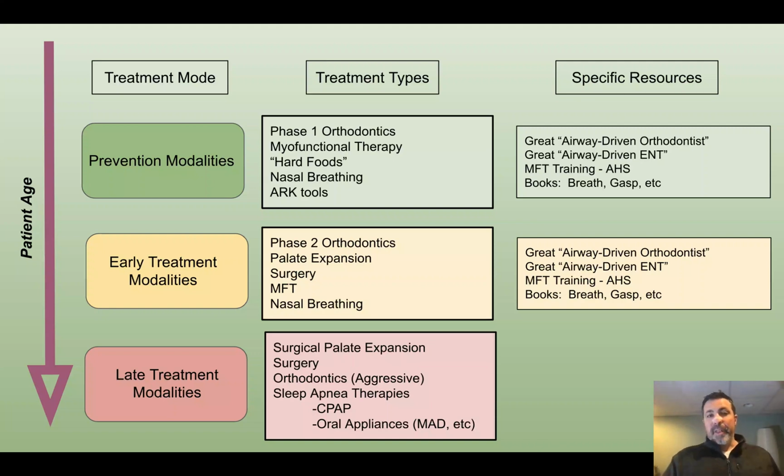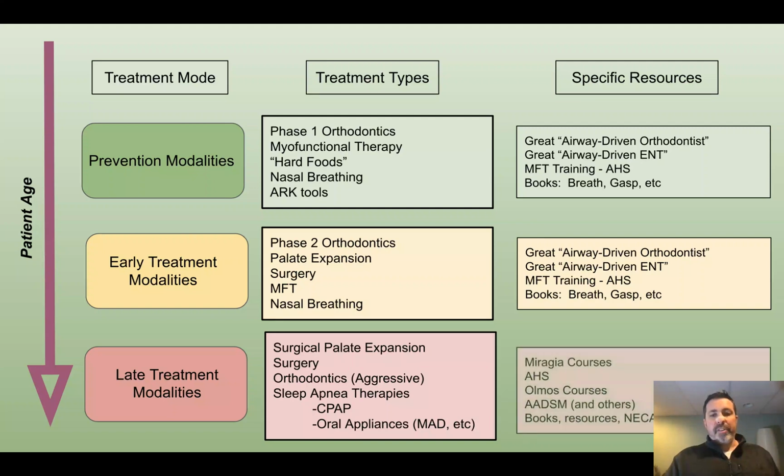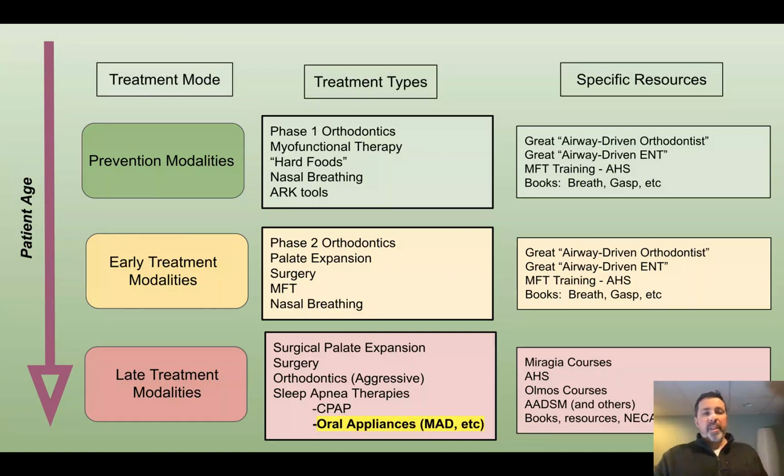Aggressive orthodontics, we know that moving teeth in adults has more chance for fallout and side effects. Sleep apnea therapies, that's the focus of today's conversation, and then there's lots of resources that we can go and find help in this arena. We're going to talk a lot more about those as we move forward. In this continuum, here's where our focus is today: oral appliances, or specifically the mandibular advancement device. But please understand that you're helping a patient that could have been helped decades ago.